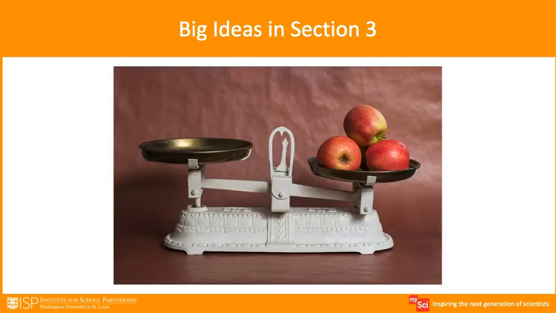Students will also observe that when matter undergoes change, the mass of the system does not change. This is an introduction to the law of conservation of mass.